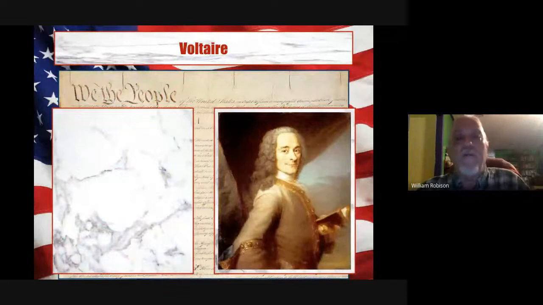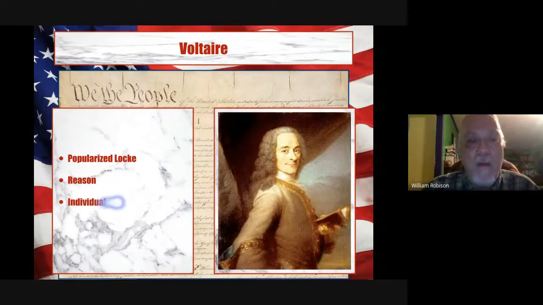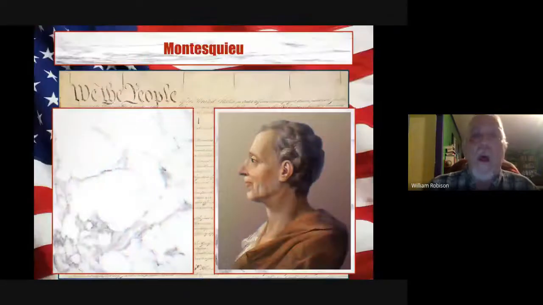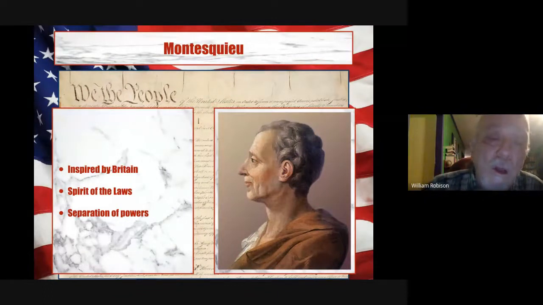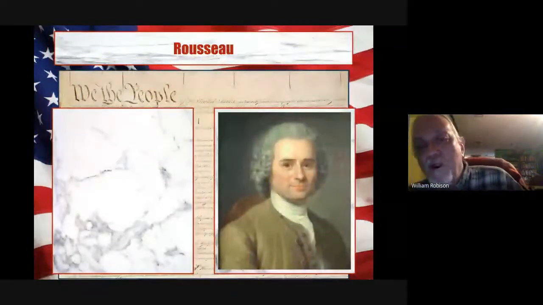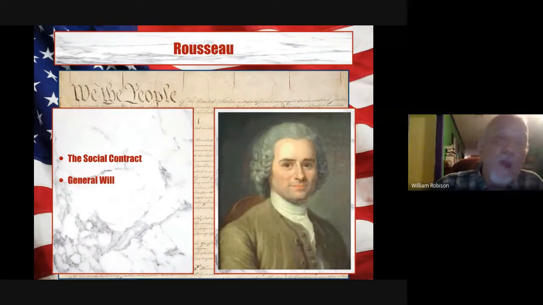In the 18th century, the French philosopher Voltaire, a very popular guy all over Europe, popularized Locke with an emphasis on reason and individual rights and religious toleration. Sound familiar? Another French philosopher, Montesquieu, inspired by the British example, wrote something called The Spirit of the Laws, in which he talked about the separation of powers. Now, he wasn't exactly thinking President, Senate, House, but it's the same principle. Jean-Jacques Rousseau, who was in some ways a nut, nonetheless wrote something called The Social Contract, in which he argued that states should be governed by the general will, which could mean popular sovereignty, or in certain cases could actually mean dictatorship.